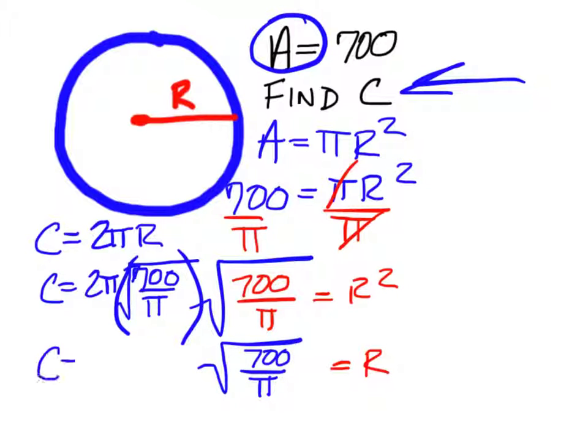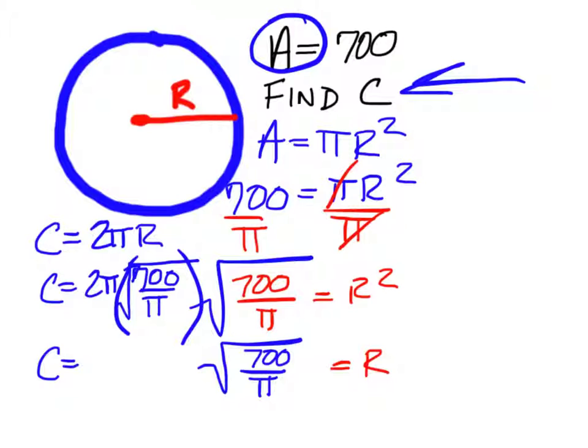Now you have to type it into the calculator. The easy way to do that is to start with this side over here, the parentheses. So hit left parenthesis, second x squared, 700, divide by pi, right hand parenthesis, and hit enter. But don't forget you still have 2 pi. So hit times 2 pi.